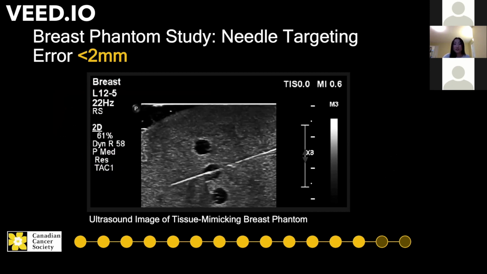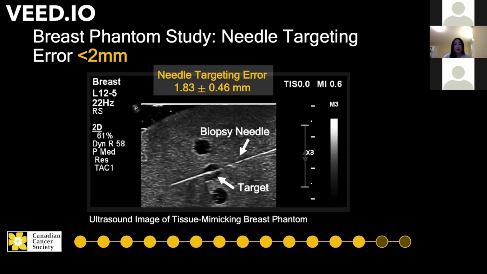So then when positioned, we can use our ultrasound to guide our needle and compare it to our target position. And in these studies, we found that our needle targeting error was less than 2 millimeters. So overall, we showed a highly accurate positioning and targeting system.